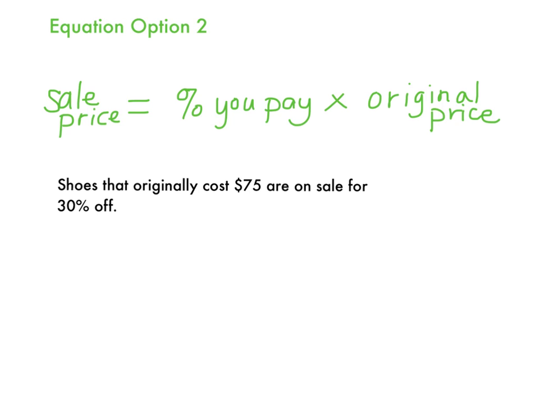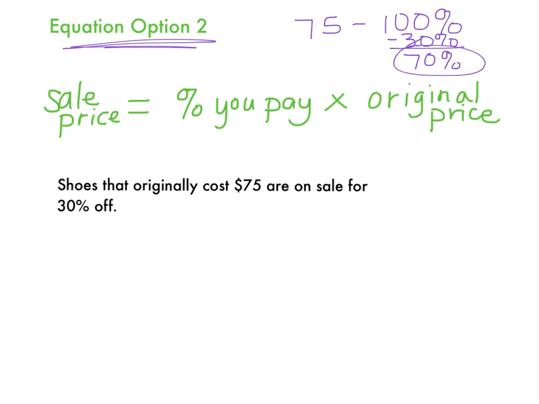All right, another option with an equation. And again, if you're not using this, you can basically just go on to the next problem. But if you want to see this way, go ahead and watch it. So your second equation is going to deal with the percent you're paying again. So let's think about, okay, $75. That's 100% of the shoe price. Okay, now I'm getting 30% off. So really, I'm only paying 70% of the full price.